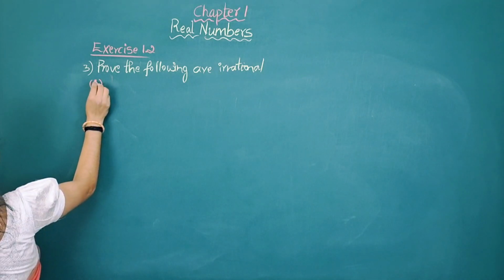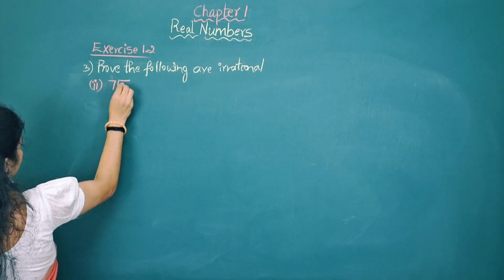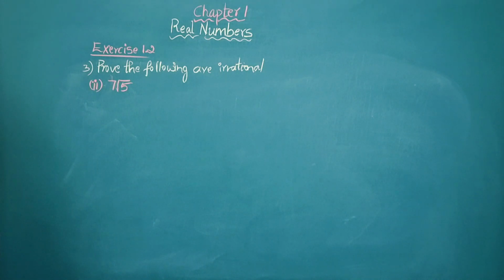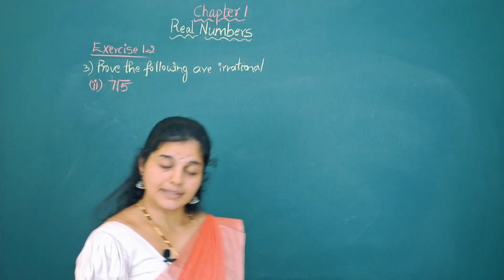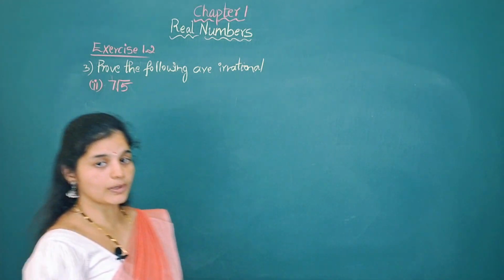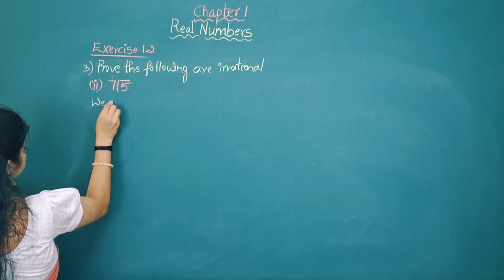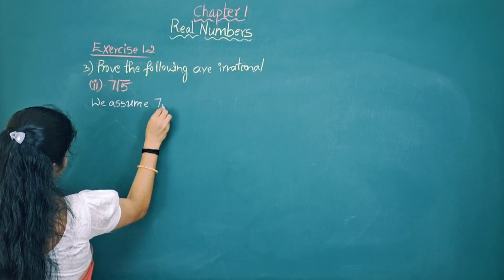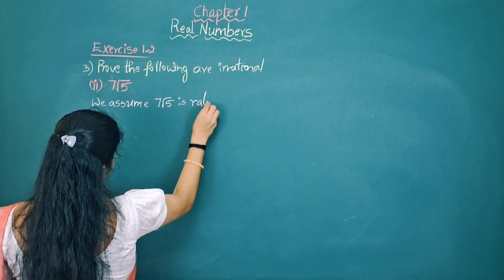Sub question 2 is to prove 7 root 5 is irrational. So again, we repeat the same. We are going to assume it as a rational number. Okay. So we assume 7 root 5 is rational.